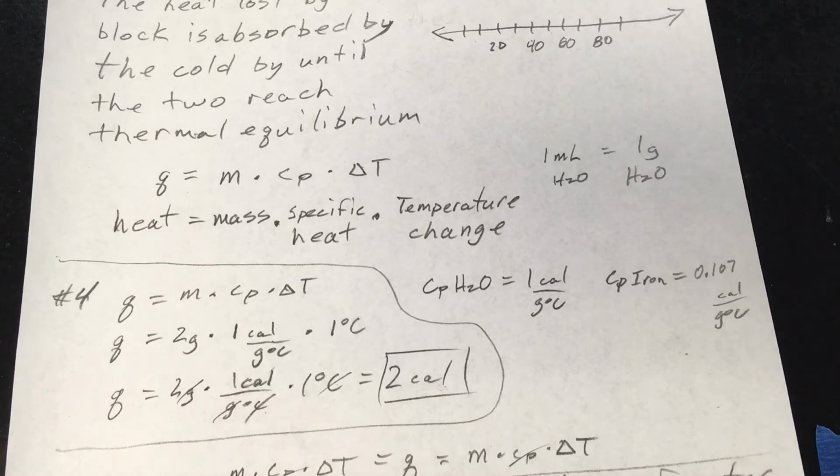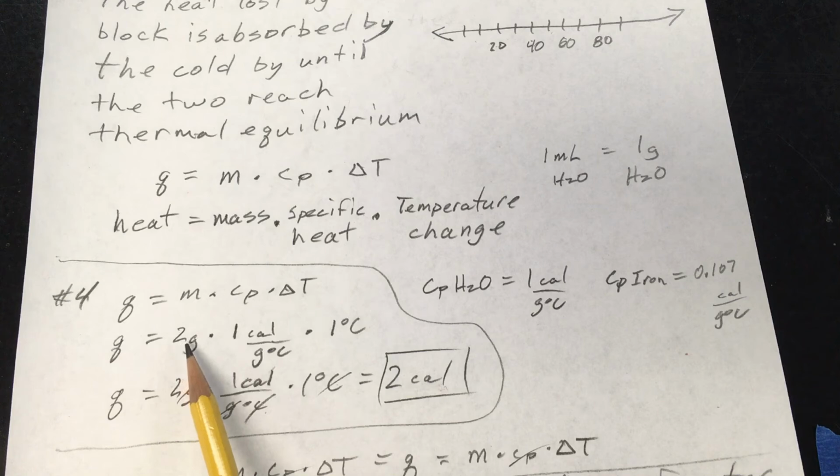I'm going to help you with problem number 4, and you'll see that problems 5, 6, and 7 on your worksheet work the same way. So Q, the heat, is equal to the mass times the specific heat times the temperature change. Problem number 4 asks: if you heat 2 grams of water from 25 degrees Celsius to 26 degrees Celsius, how much heat was transferred to the water?